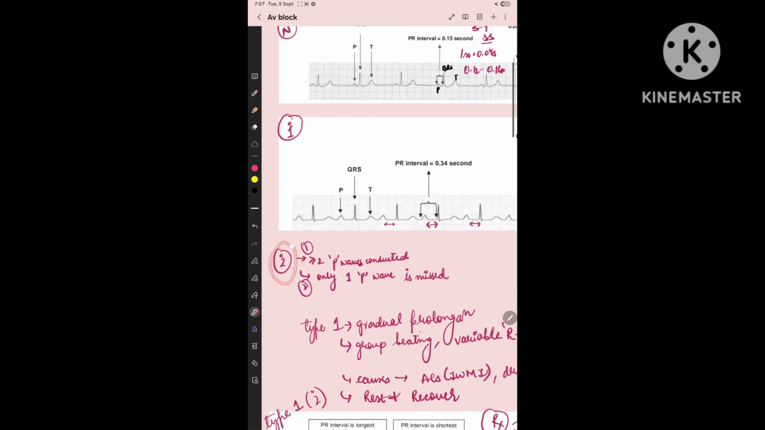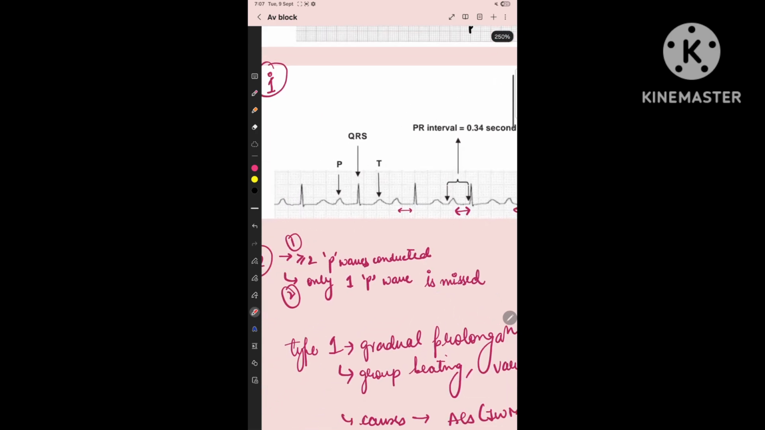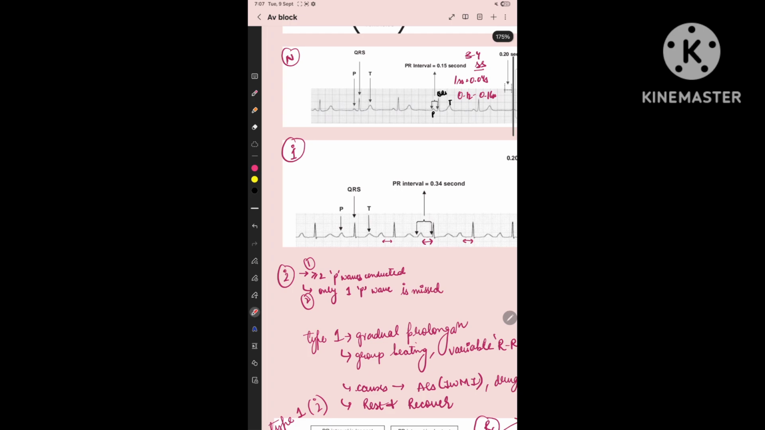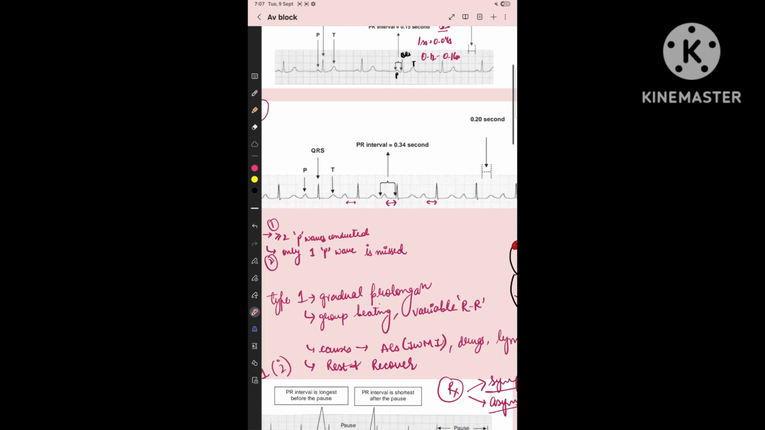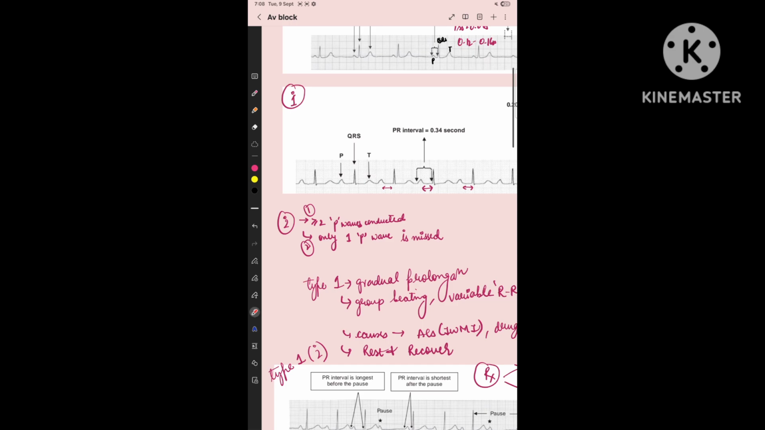Now coming to second degree AV block. We have two rules to study second degree AV block. The first rule is that more than 2 P waves should be conducted. It means whenever we see an ECG, we should be able to notice that more than 2 P waves are conducted and only 1 P wave is missed. We'll remember this and then we'll study forward. In second degree AV block, we have two types, type 1 and type 2. Coming to type 1 AV block.